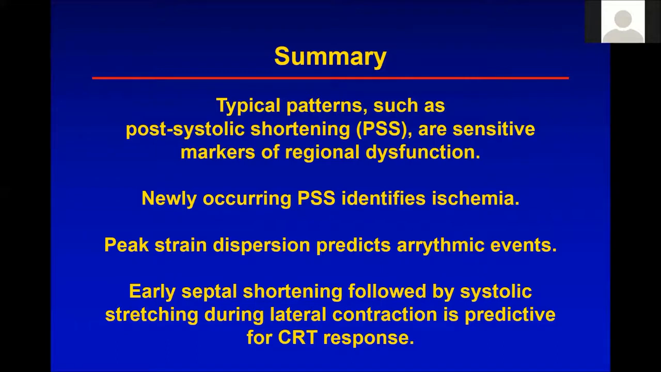Newly occurring post-systolic shortening can identify ischemia. Peak strain dispersion is something that can predict arrhythmic events. And if we have an early septal shortening followed by a systolic stretching during lateral wall contraction, this is something predictive for CRT response.